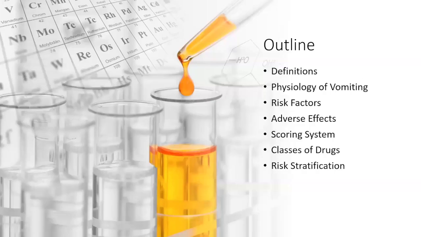Right, so just to give you an outline of what we'll be talking about. First we will go through some important definitions, and then we'll talk about the physiology of vomiting. Then we look at risk factors and some of the adverse effects of vomiting, and then different scoring systems that are used for postoperative nausea and vomiting, and then the classes of drugs that are used and risk stratification for these patients.